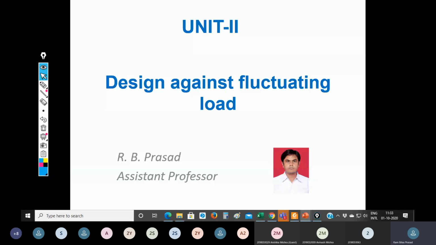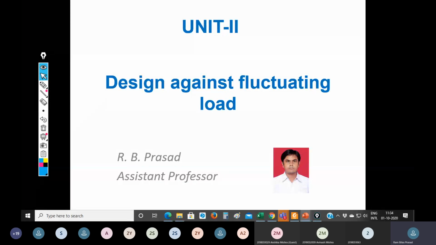In the examination also, it will not be asked in the first two units, it will be asked in the third unit. The weightage will be in the third unit. So make sure to prepare accordingly, so that you know what to be covered and what not to be covered. So, design against fluctuating loads.